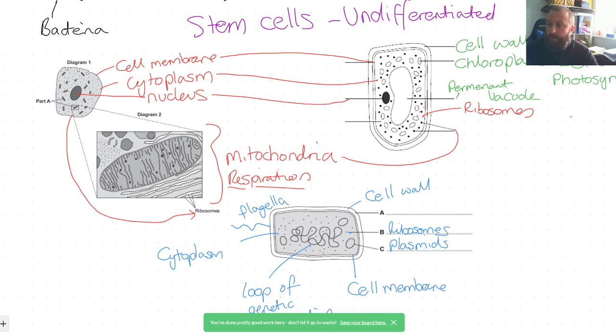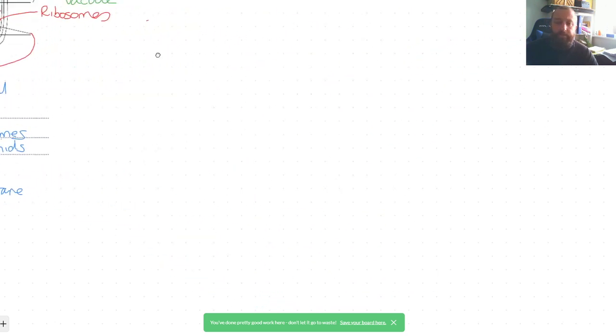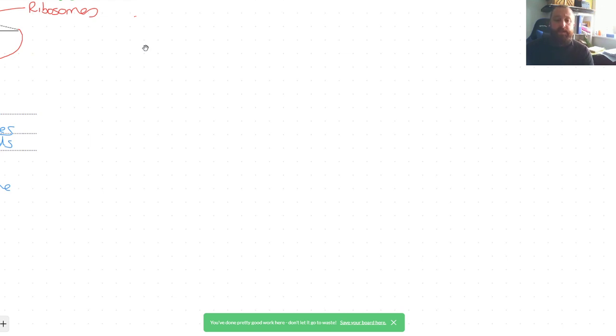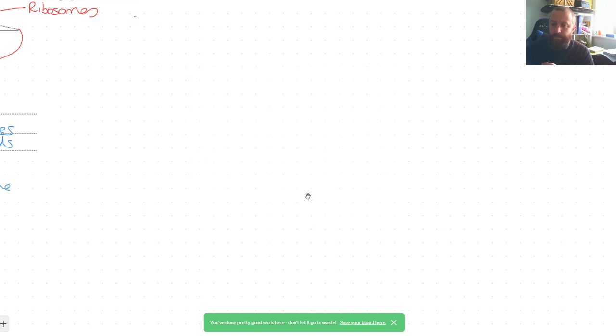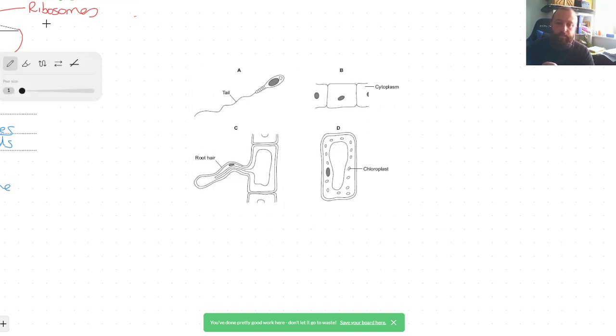Now, in order for them to do their job, we have to make them differentiated. And you need to be able to talk about some of the specialised cells. You need to be able to talk about what makes them special, as in how are they different from those stem cells we've just been looking at. So let me drag in this one for a minute. Just quickly, and I'll bring a few more in a minute as well. We know we've got our sperm cell.